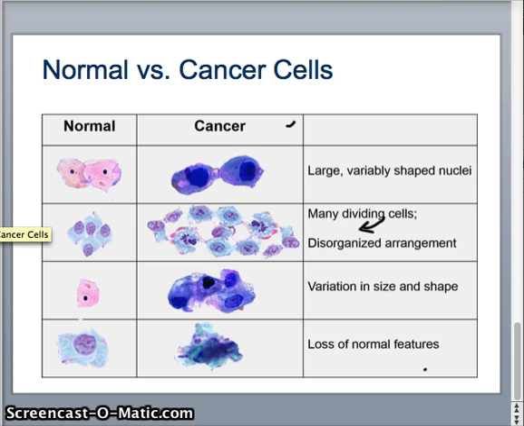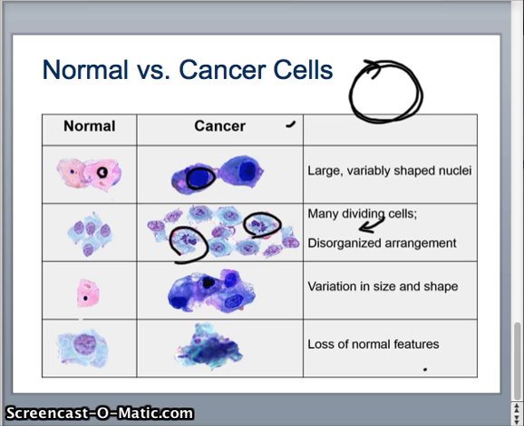One, they're larger, and see how big the nucleus is in here compared to this one. They're larger because that growth cycle keeps going. So not only do they divide, but they also grow a lot bigger. You have many dividing cells because they divide too much. You have all these cells going through mitosis here, whereas these are not going through mitosis.